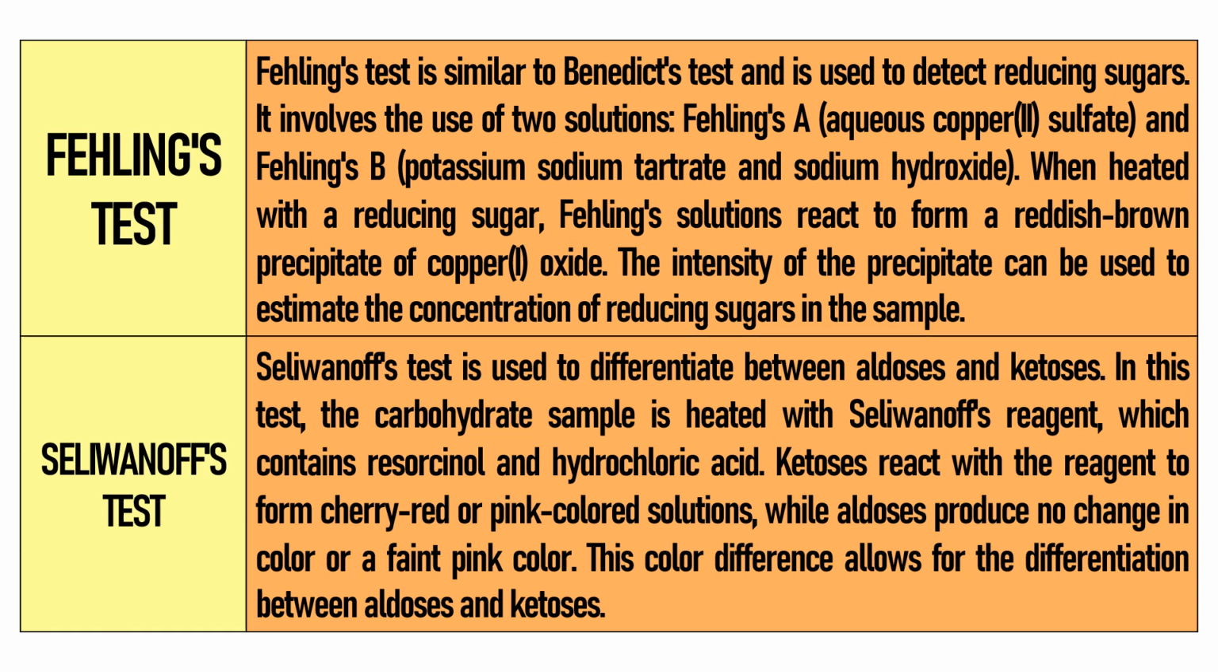Seliwanoff's test is used to differentiate between aldoses and ketoses. In this test, the carbohydrate sample is heated with Seliwanoff's reagent, which contains resorcinol and hydrochloric acid. Ketoses react with the reagent to form cherry red or pink-colored solutions, while aldoses produce no change in color or a faint pink color. This color difference allows for the differentiation between aldoses and ketoses.